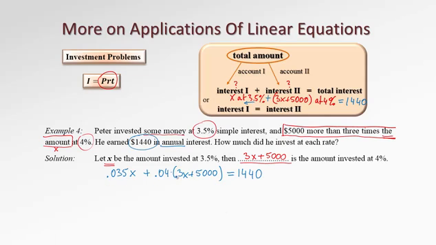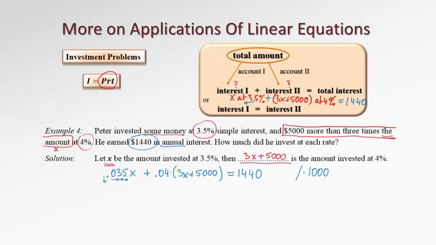Okay, so now we need to solve this equation. Since I see some decimals here, I like to get rid of decimals because it's just easier to calculate. Let's multiply the whole equation by 1,000. Why 1,000? Because I want to move this decimal 3 places to the right. This decimal is only 2 places, but I need to move this dot 3 places. So 3 is larger, that's why I multiply by 1,000.